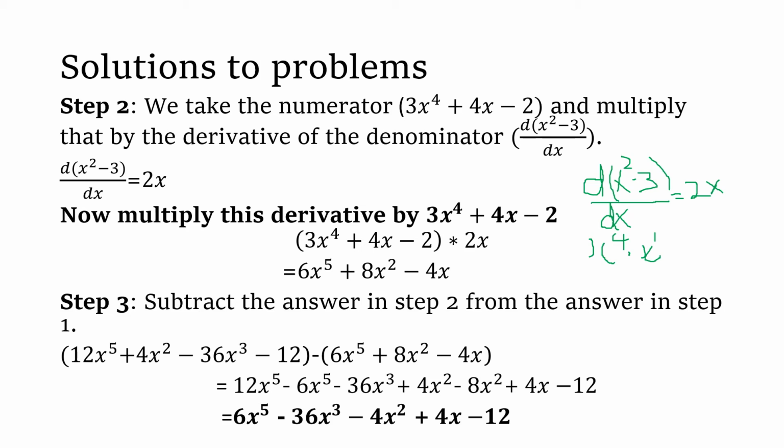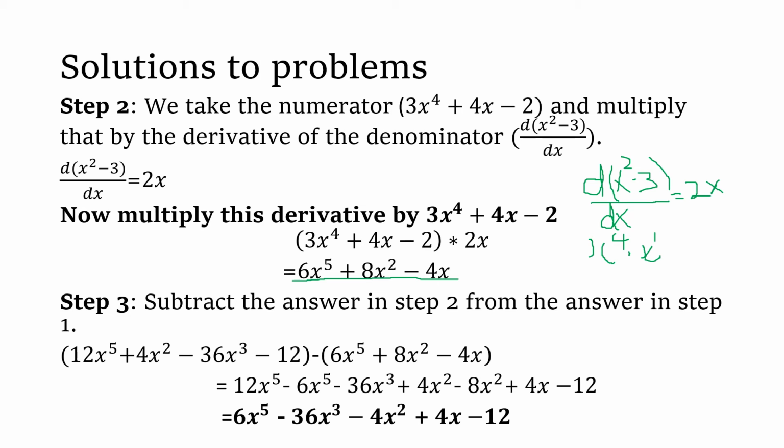That gives us minus 4x, because minus times plus is minus, right? So this is the answer. This is the result when we multiply the derivative of the denominator by whatever is in the numerator. That is step 2. And now step 3. We are now going to subtract the answer in step 2 from the answer in step 1. That is what we're going to do now.